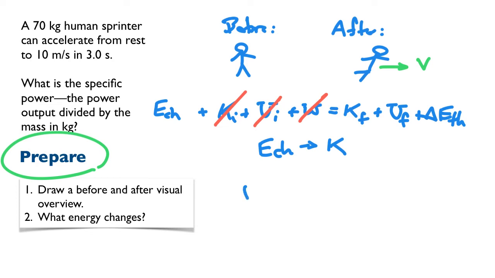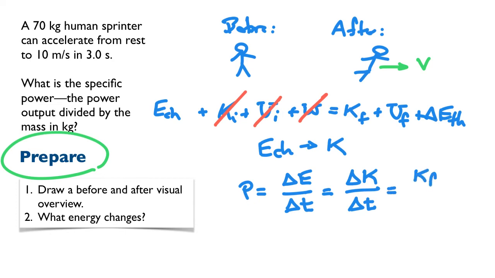So we're going to compute power this way. Power is equal to the rate of change of energy, the rate at which energy is being transformed. The energy that changes is just the kinetic energy. So it's the change in the kinetic energy divided by the time interval. Well, the kinetic energy starts out at zero, and so it's just going to be equal to the final kinetic energy divided by the time interval. That is what we're going to compute for the power.